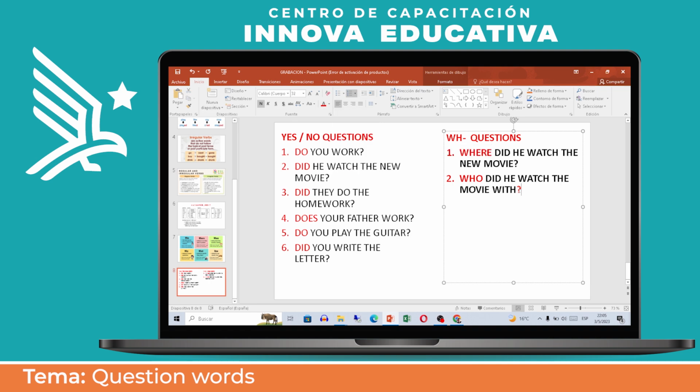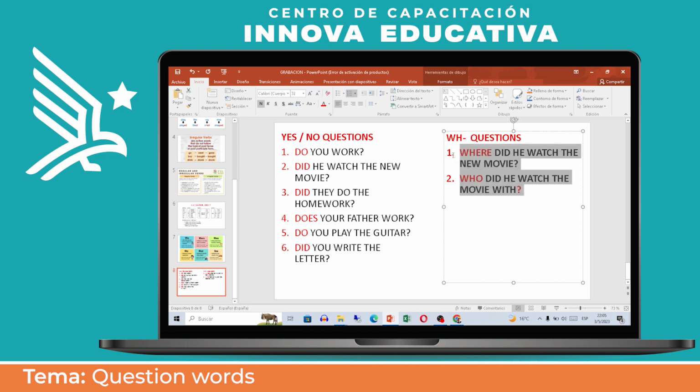Look at the example given in here. Where did he watch the new movie? ¿Dónde vio la película? Who did he watch the movie with? ¿Con quién vio la película? Notice that we always go more than a yes, no question. Siempre vamos a ir más allá de un yes, no question. Okay.